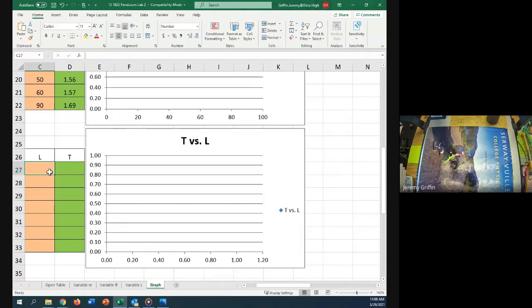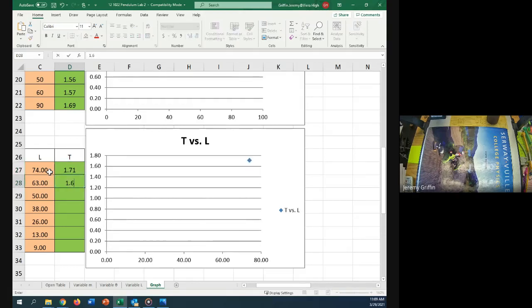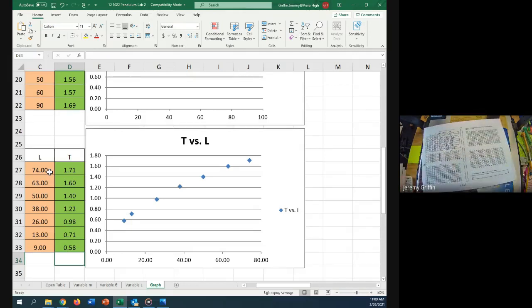So the length went 24, 63, these are of course in centimeters. Okay. And the time periods went 1, like that. Yeah, that's what that should look like. So you guys copied that down, well, I'm copying it down.